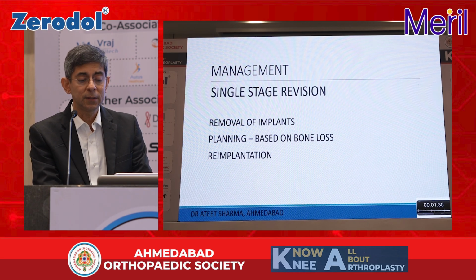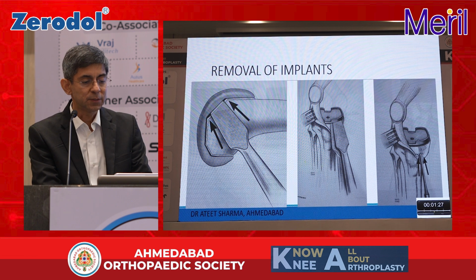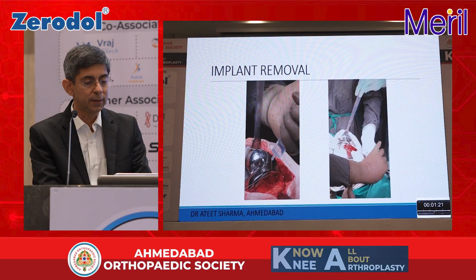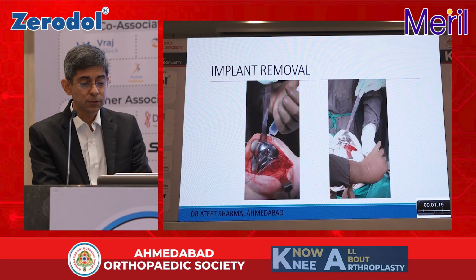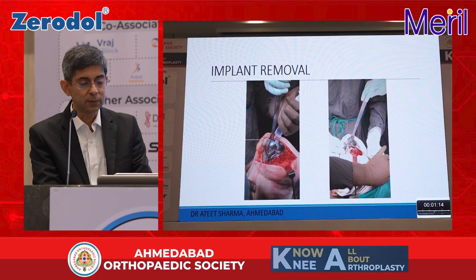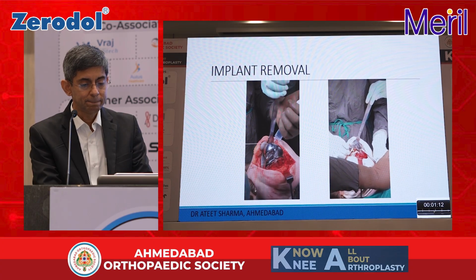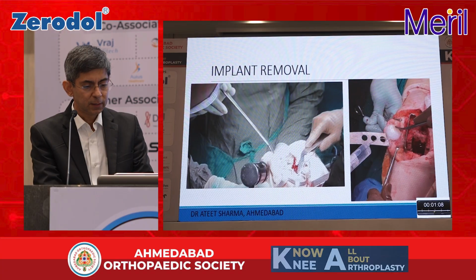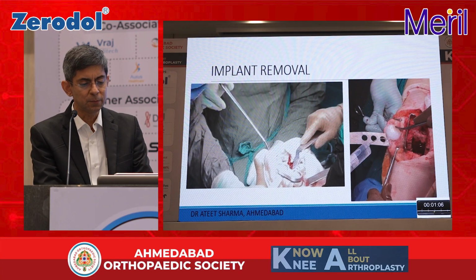So the management is single stage revision once you have ruled out infection: removal of implants, planning based on the bone loss, and reimplantation. So these are the methods. You can use an osteotome, stacked osteotomes, or a punch to remove the tibial component. Gigli saw also is used, and this is how we remove the implants after using the Gigli saw, the tibial implants with the osteotome.